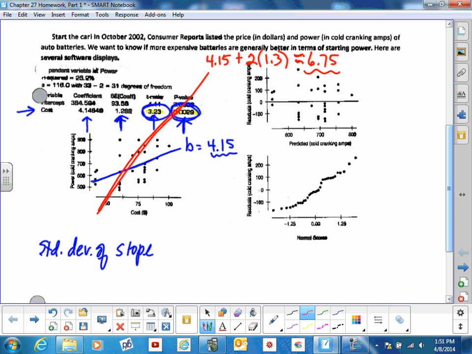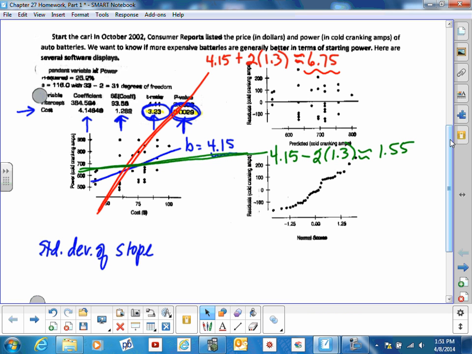Okay? What else could happen? It could be lower. And what would it look like? It'd be a little flatter. Okay, so this would be 4.15. And then what? Minus 2 standard deviations. It might be somewhere around 1.55. Just FYI, a little glimpse into the future.